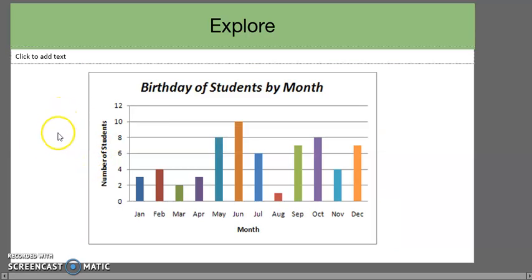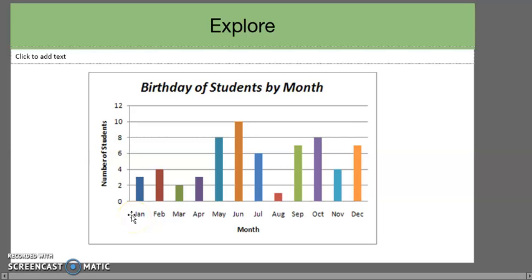This is a graph, birthday of students by month, and we see that the axes are clearly labeled: months, and number of students. We see the months are labeled on the bottom: January, February, March, April, May, June, and so on. We see the bars are uniform, they have the same width, and they're different colors to help us out. And we see that the scale is going up by 2.